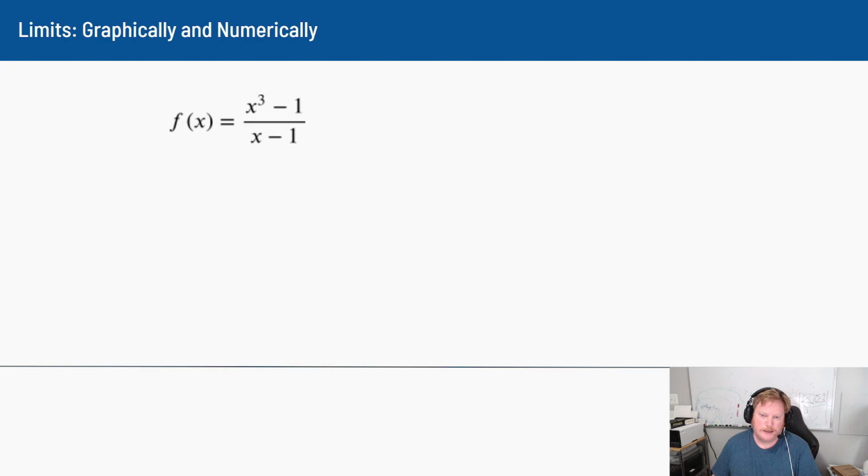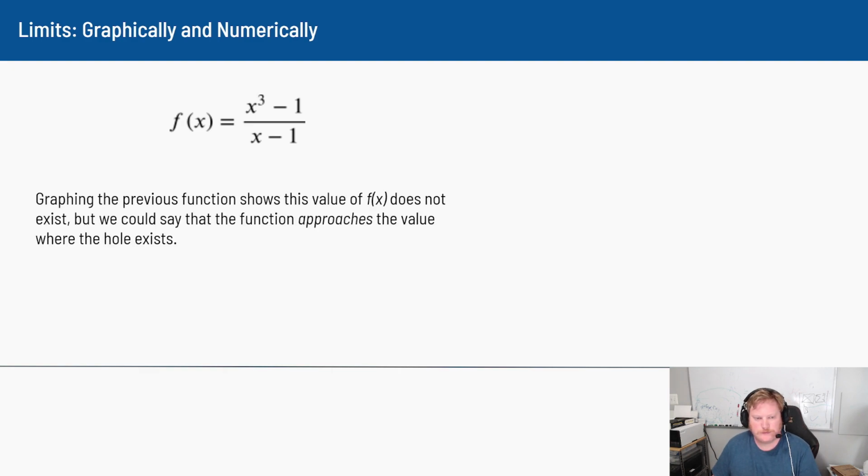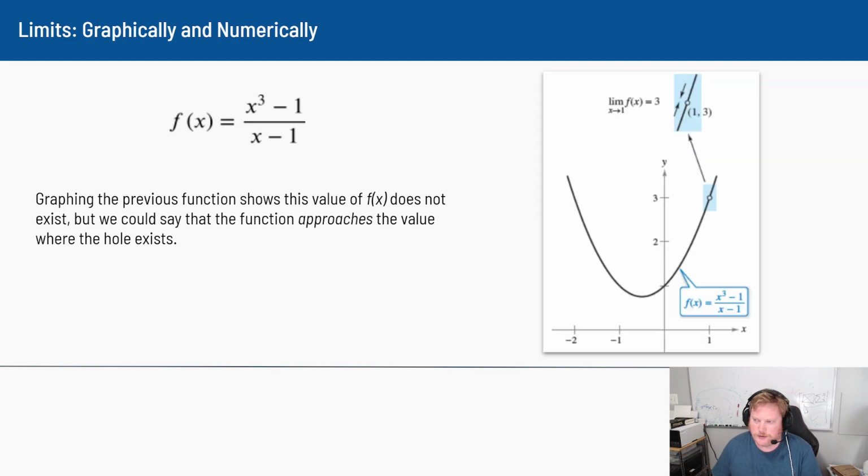Now, let's look at this function from a different perspective. If we were to graph the previous function, it shows that the value of the function actually doesn't exist. And you might know this from Algebra 1. This is what's called a hole.